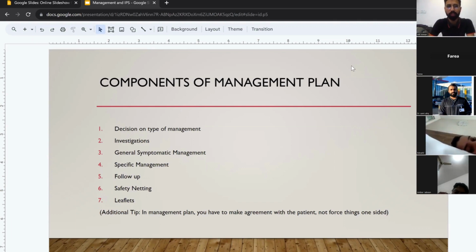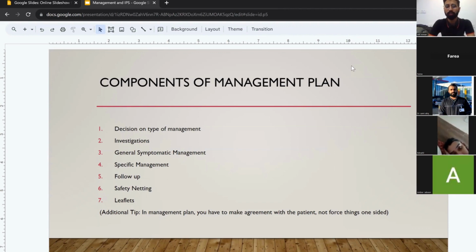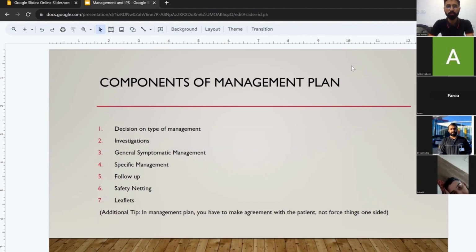So what components form a complete management plan? The first is you have to decide what type of management you want to do. The second thing is the investigations that you want to have. The third thing is what symptomatic treatment you're going to give the patient. The fourth is the specific management that you're planning for the condition, and it will vary according to the symptoms and the condition that the patient presents with. After that, if you're discharging the patient, you'll have to agree on the follow-up. And after that, you will explain the safety netting, which are the red flags that, if they experience, they should come back to the hospital immediately. And when you're sending them home, you'll give them leaflets. We'll discuss them in detail.